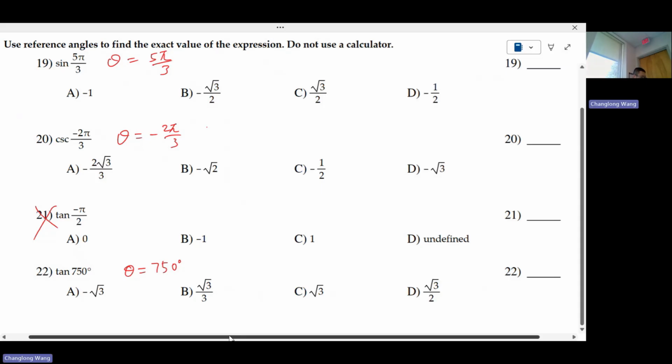1 minute. At least make sure you get the correct reference angles. I'll help you recall how to properly use it.